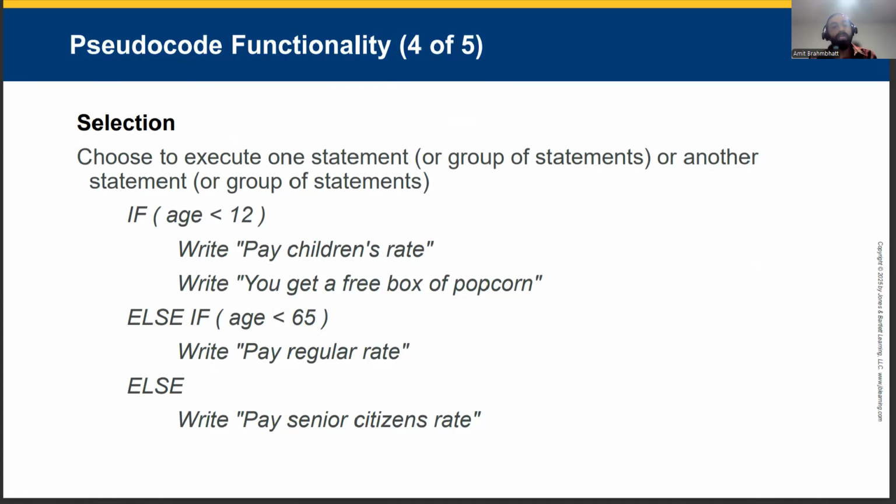Here, we expand on selection by showing multiple if-else branches. The example compares a person's age to determine the ticket price category: children's rate, regular rate, or senior rate. This demonstrates how pseudocode handles multi-level decision making. Each condition is tested in order until one matches.